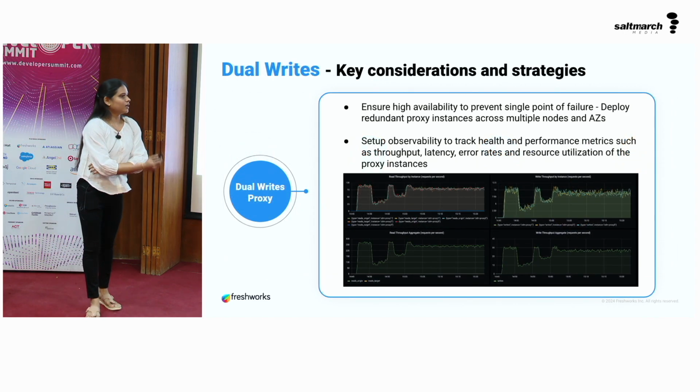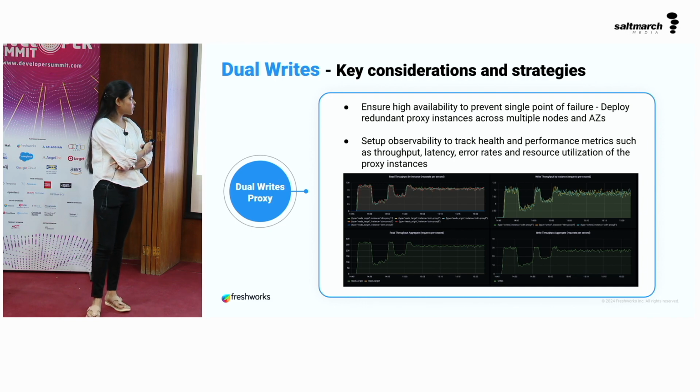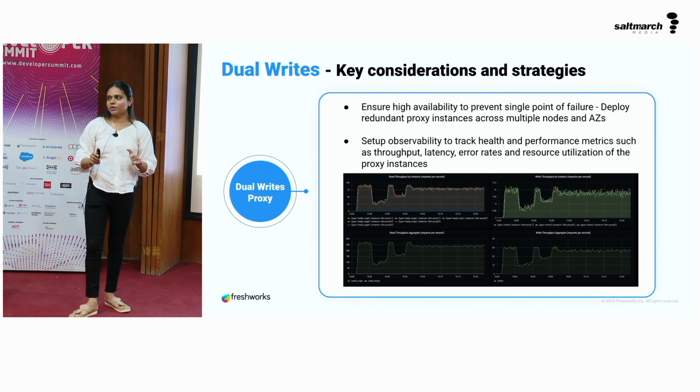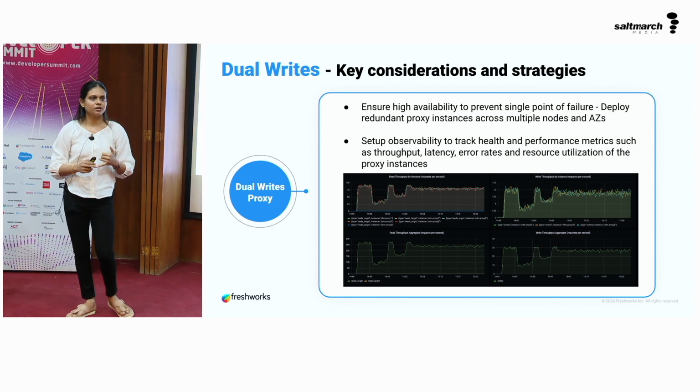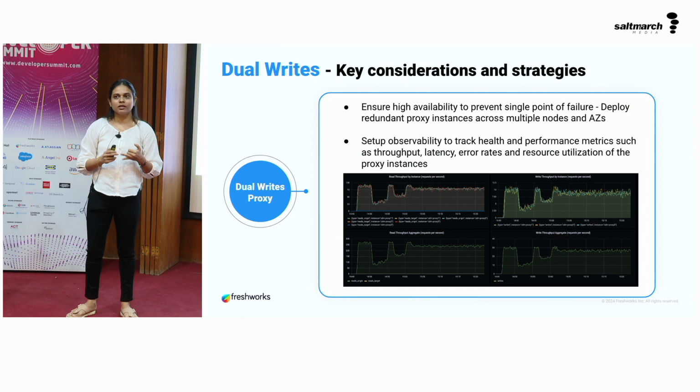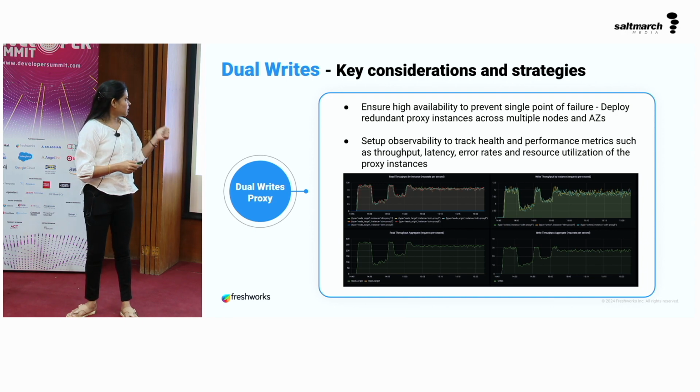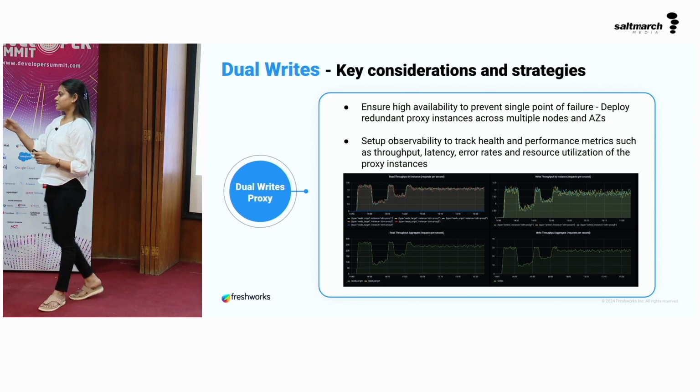So the first consideration was with respect to the dual writes or the proxy layer, where any downtime in the proxy means a downtime in the application, because the application is dependent on the proxy the whole time. So we have to ensure high availability for this proxy layer to prevent any single point of failure. Secondly, this is a new infrastructure component that we are introducing in the system, and hence it also needs to have the relevant dashboards and alerts in place, because specific statistics on these dashboards, like throughput and latency, can give a very clear picture of how the application is actually performing in the presence of this new proxy layer, right? So this was a very important phase.